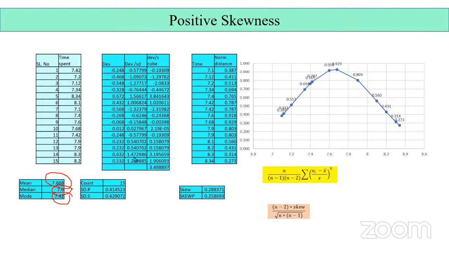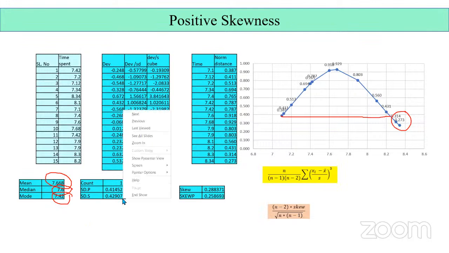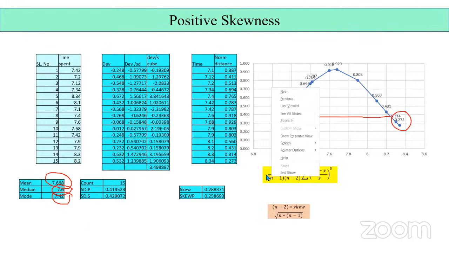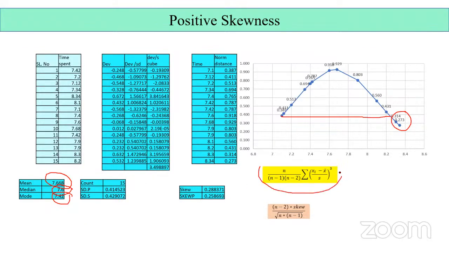Even you can compare here. The first point is here, and if you compare it to this side, there is some kind of extended tail here. This is considered a right tail. And we have already seen how Excel calculates that. This is sample skewness, and this is population skewness.